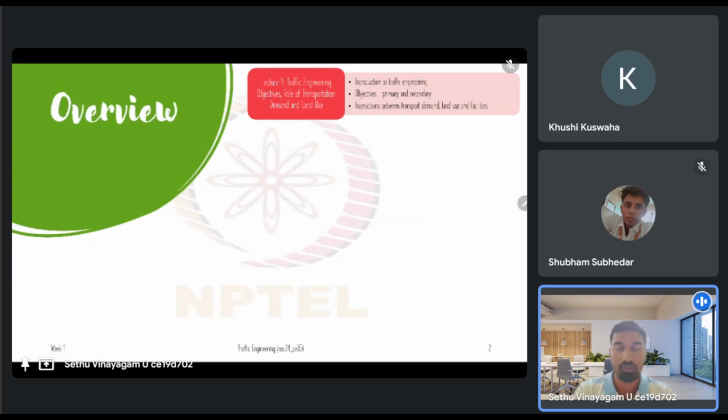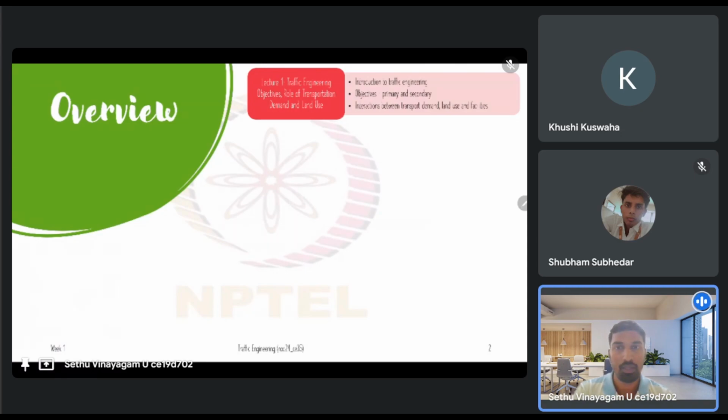As you are already aware, we have different types of transportation systems: roadways, railways, air transport, and water transport. But in traffic engineering, we'll be mostly focusing on road transportation. And also we'll be dealing with a multimodal system. So what is a multimodal system? There will be different modes of transport that we will be working with.